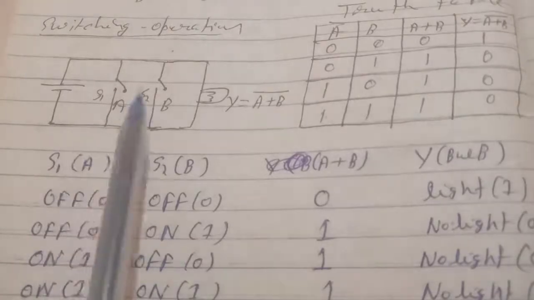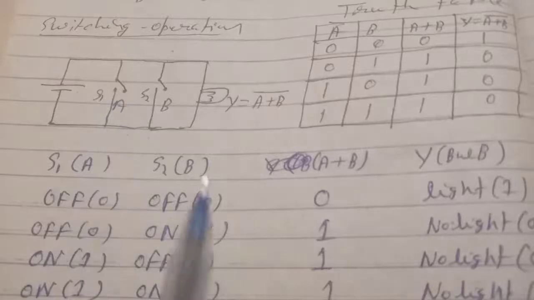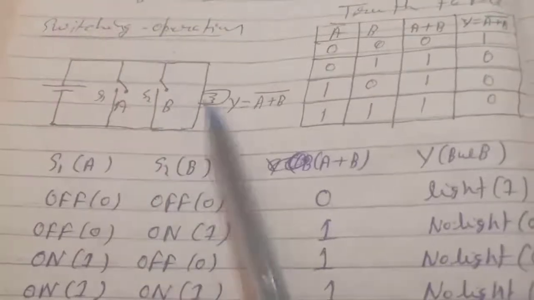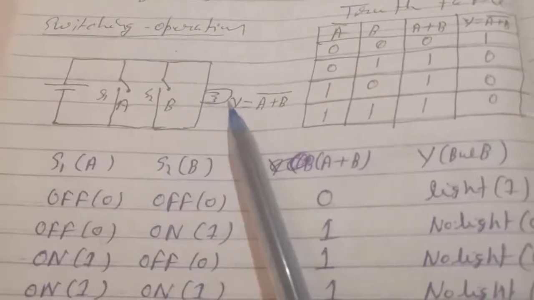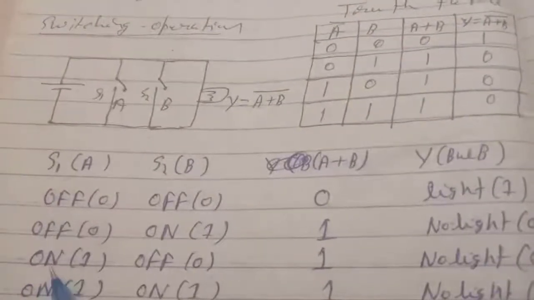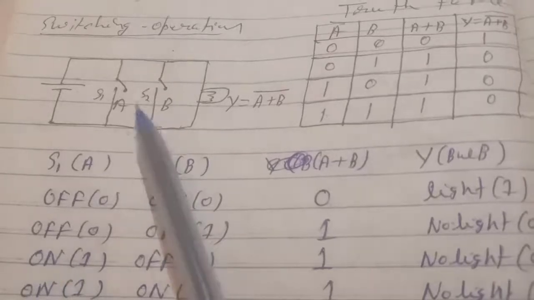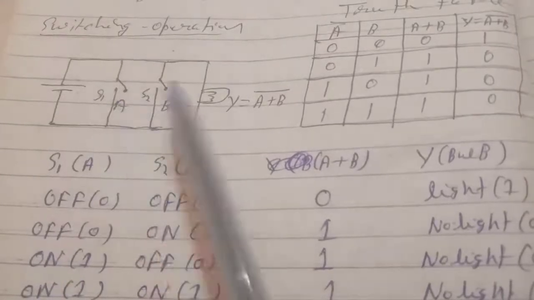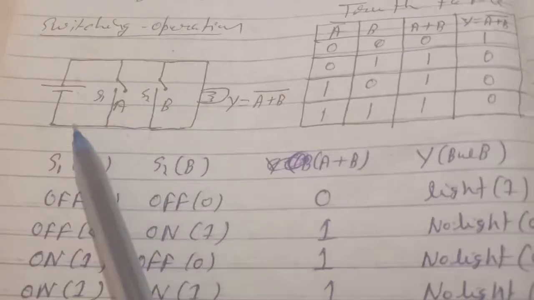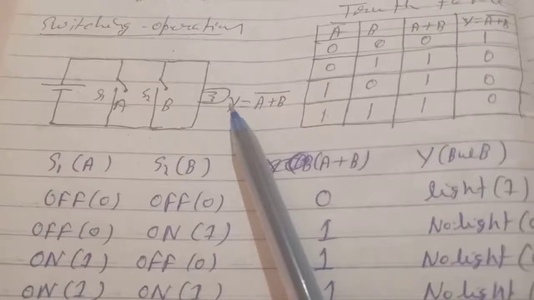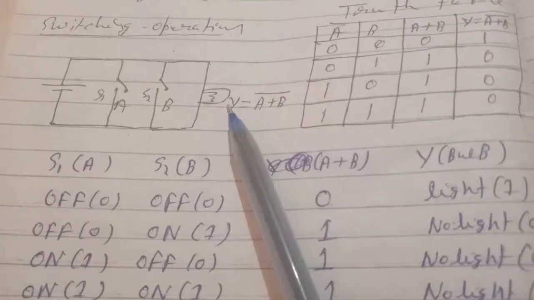For example, if S1 is off and S2 is on, the current will pass through this and the bulb will not be lighted. So the final output is no light, that is 0. Again, S1 is on. Now S1 is on, so current will pass through this, and there will be no light here. So the output of NOR gate will be no light.